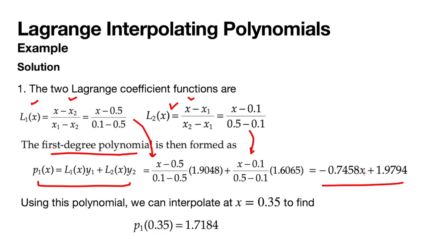and we will get this equation. So this is the function, y is equal to this function. If we now put x equal to 0.35 here, we will get the value of our polynomial at 0.35, and it comes out to be 1.7184.